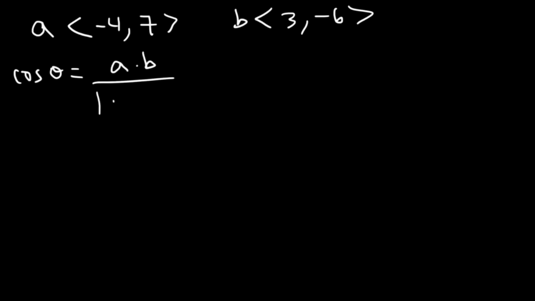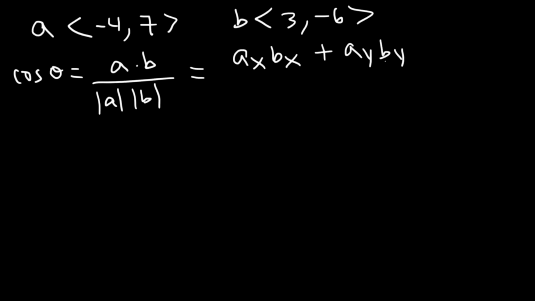So we know the dot product of A and B is going to be AX times BX plus AY times BY. And the magnitude of A is the square root of AX squared plus AY squared, times the magnitude of B, which is the square root of BX squared plus BY squared. And let's identify our numbers. -4 is AX, 7 is AY, 3 is BX, -6 is BY.